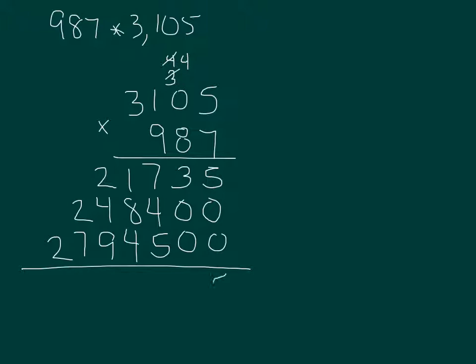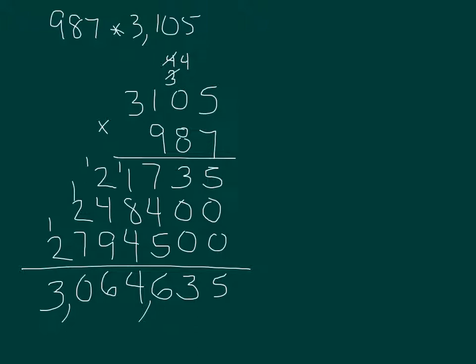Going to add up. 5, 3, 7 plus 4 is 11, plus 5 is 16. 8, 9, 10 plus 4 is 14. 9, and I like compatible numbers here, so I'm going to put that 1 with the 9 to give me 10. Plus 4 is 14, plus 2 is 16. And then I get 7 plus 2 is 9, plus 1 is 10. 1 plus 2 is 3. I get an answer of 3,064,635.